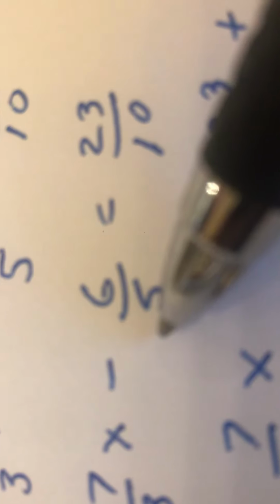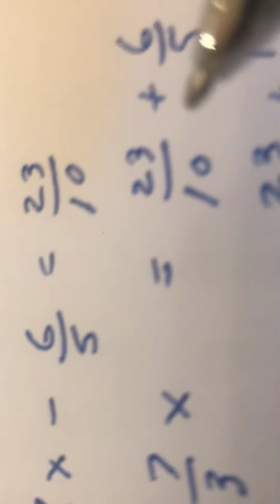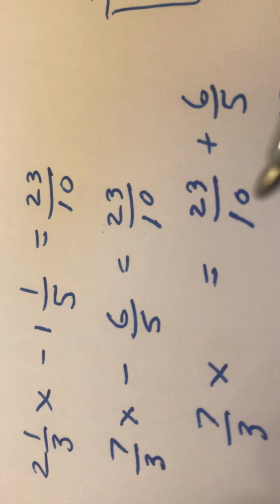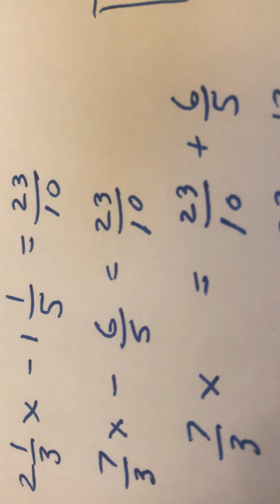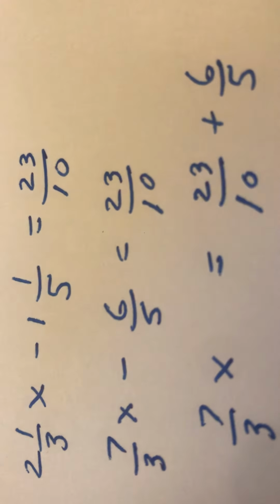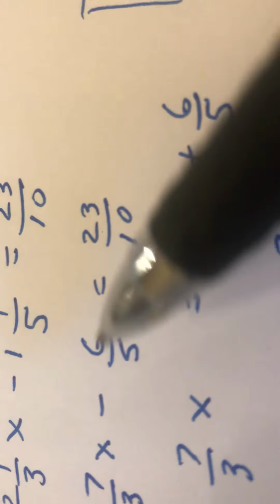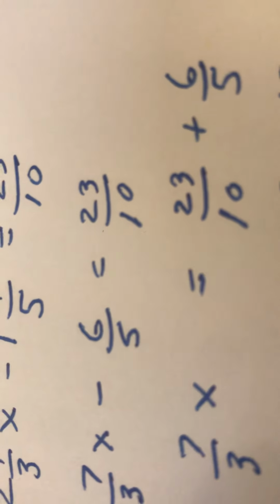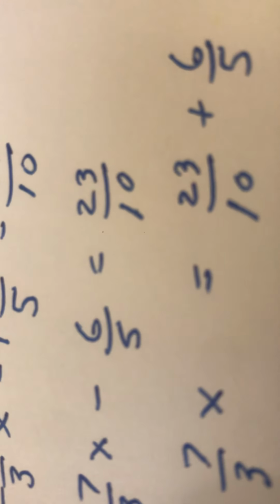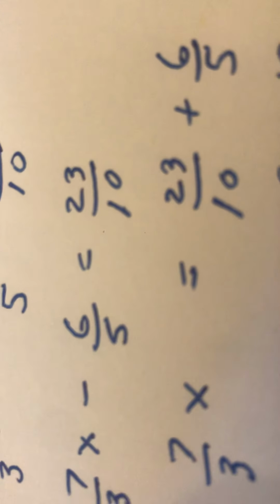So all we have to do to move something from one side to the other is change the sign. Minus 6/5 becomes plus 6/5. So it's a little easier to write it. You don't have to write all that plus 6/5. Okay, if this was plus 6/5 and I moved it to the other side, it would be minus 6/5 on this side. It's exactly like adding or subtracting both sides by the same number.